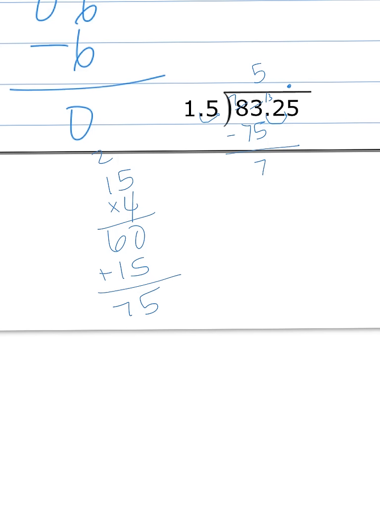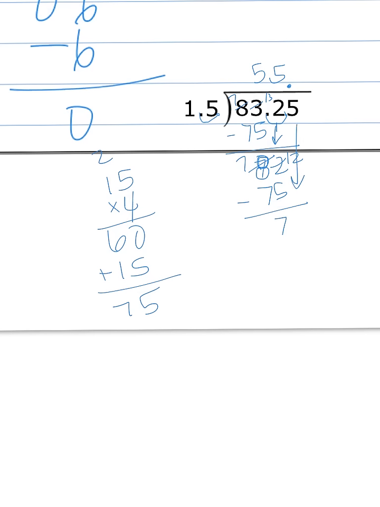13 minus 5 is 7. Sorry, 13 minus 5 is 8. There we go. Drop down our second number. 15 fits into 82. Well, we just found it's 5 times. 5 times 15, again, is 75. Do our subtraction. 12 minus 5 is 7. 7 minus 7 is 0.